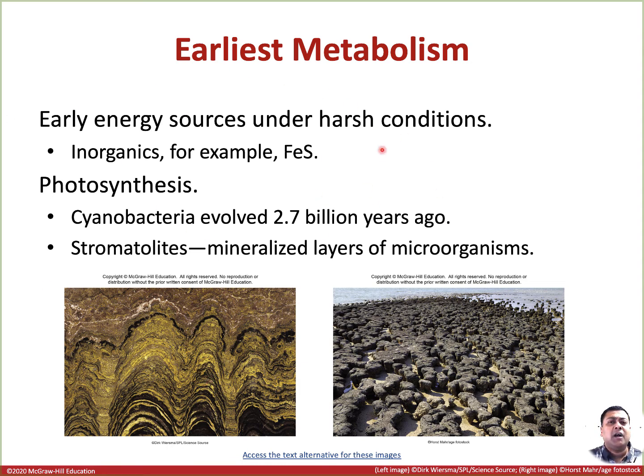So this is the earliest metabolism: from inorganic metabolism using different chemicals, it moved into organic photosynthesis, which means that in the presence of sunlight and carbon dioxide, these different types of organisms started to make their own food.